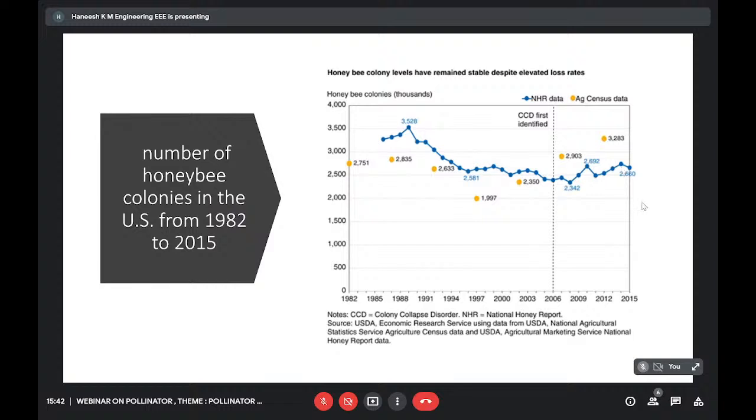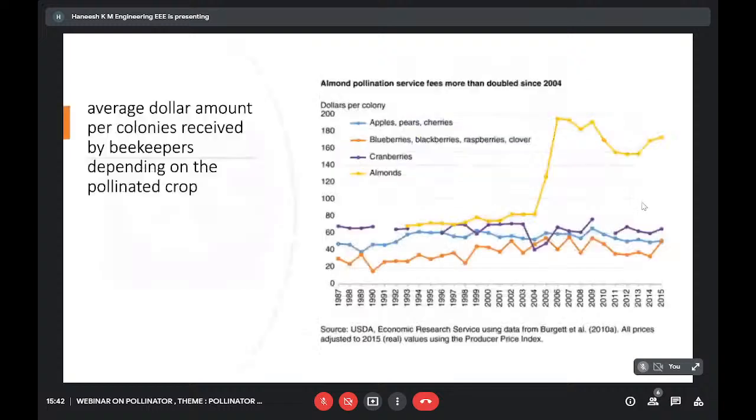Okay, and when you are introducing more and more bee colonies, their revenue was actually increasing. This chart is showing the average dollar amount per colony. When you are keeping more and more bee colonies, their income was getting better. You can see that there was always an increase in their income, especially in some crops like almond.